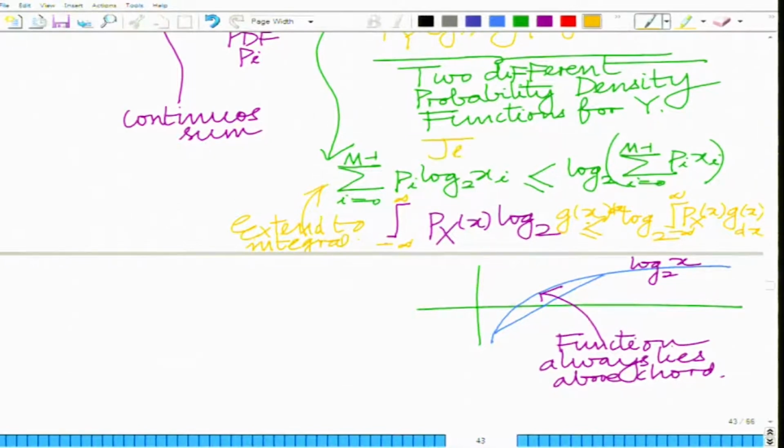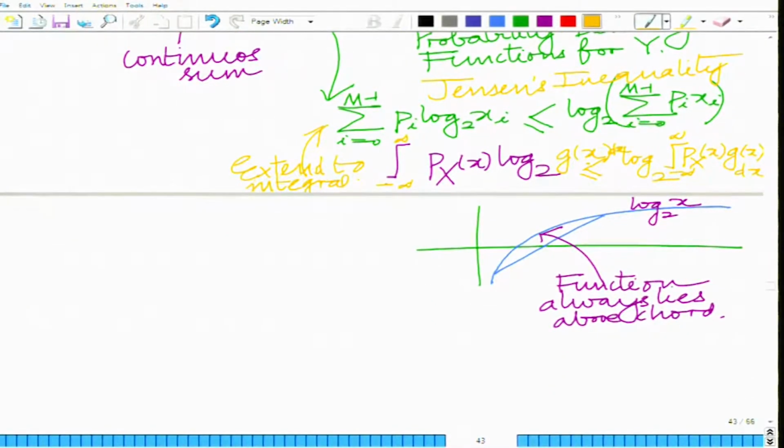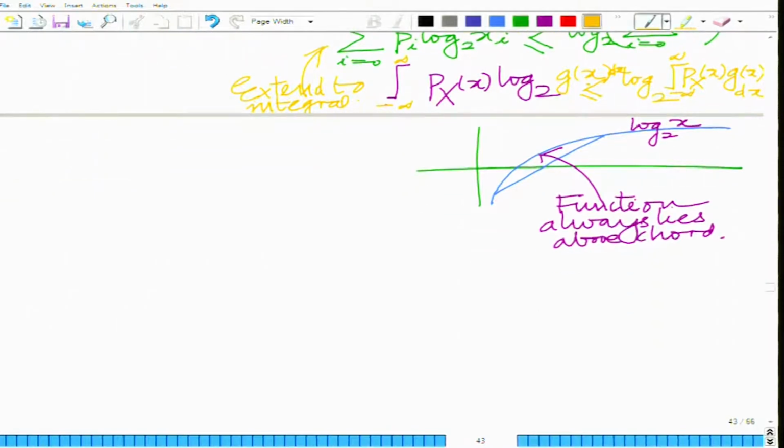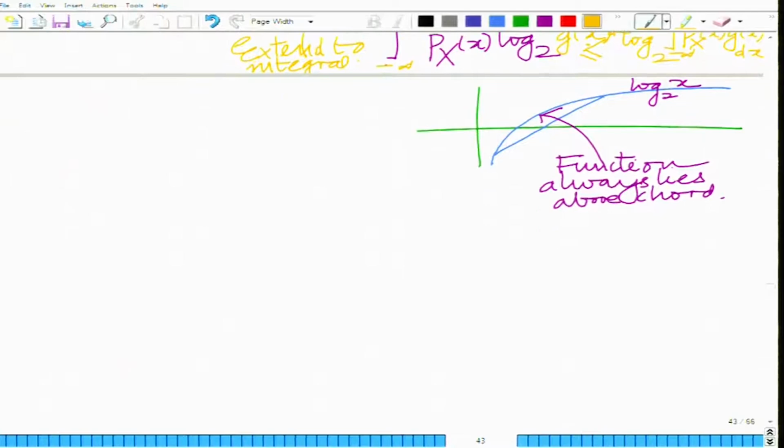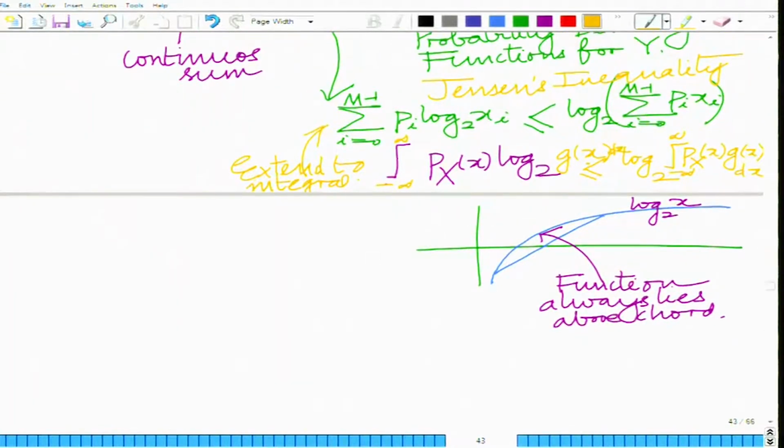This is Jensen's inequality for concave functions, which basically says that the function always lies above the chord. So, the discrete sum can naturally be extended to integrals by replacing the summation by an integral, and the probability mass function corresponding to the x_i's by a probability density function over x. That is the whole point. And this is Jensen's inequality for a concave function, and log of course is a concave function.